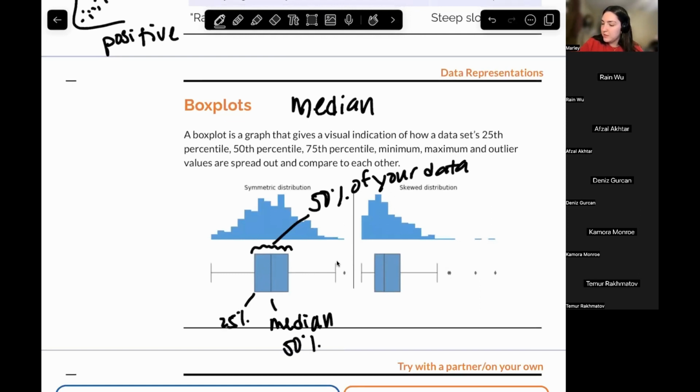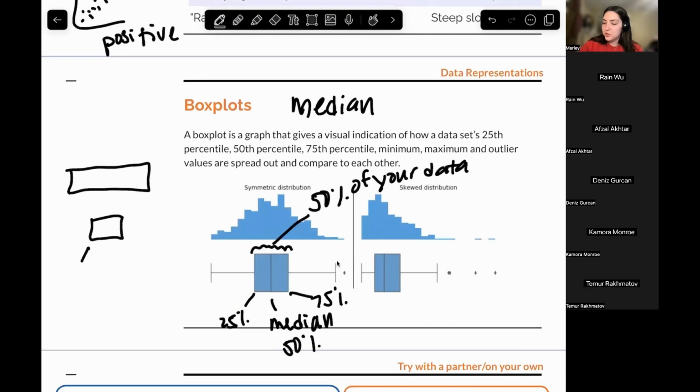This would be your 25% point. This is your 75% point. If you lined up the data from 0 to 100, almost like 0 to 100%, the 25% mark would be that line on the box. The box itself is 50% of the data. So whether the box is like this or whether the box is like this, it shows you how wide the data is spread out.